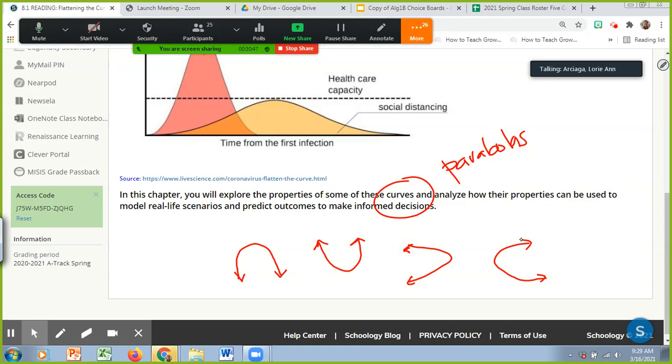Now, in the chat pod, let me know, did you start graphing parabolas last year in middle school? Say yes if you did, no if you didn't. Okay, that's cool. Yes. All right. That's great, you guys. Okay, I see a couple.